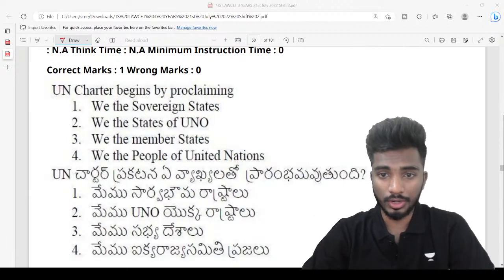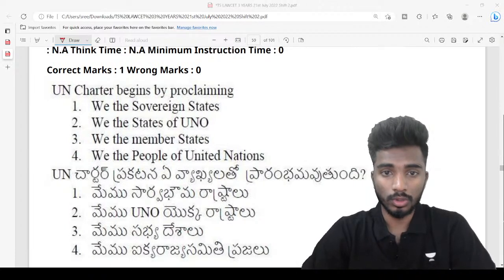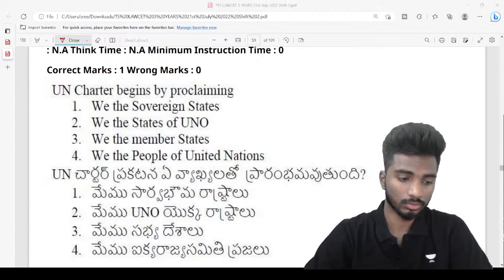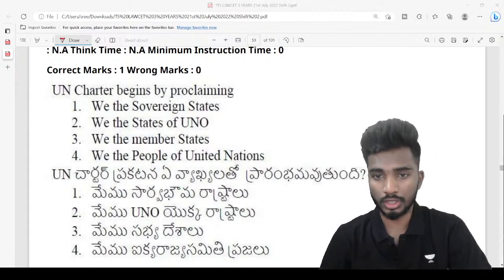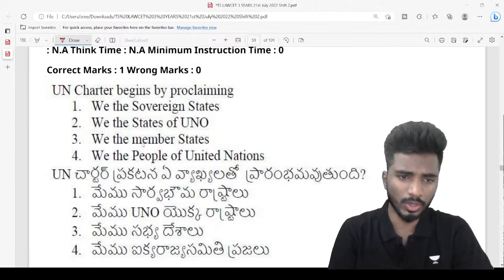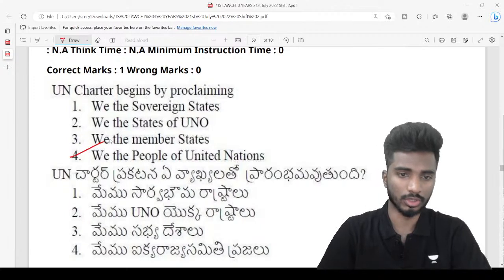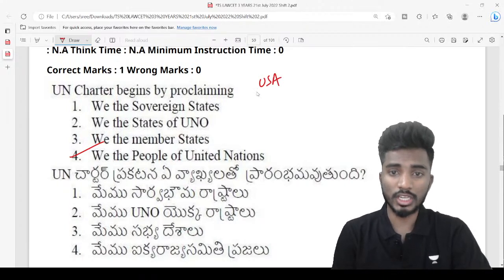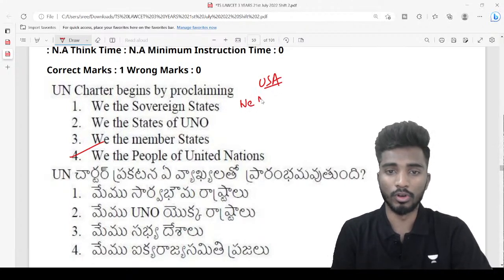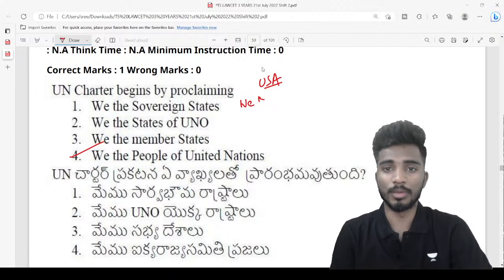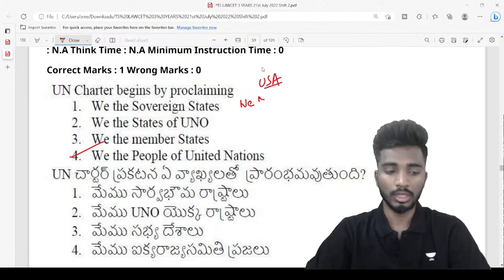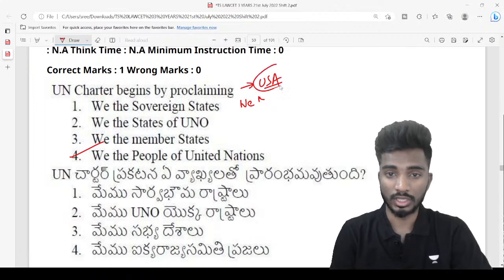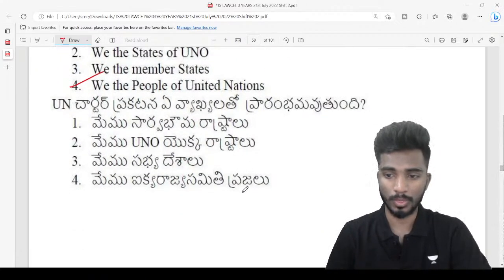Which is the first country in the entire world to have a preamble? It's not about the UN Charter. The UN Charter starts with we the people of the United Nations. I'm asking you the first country. Very good, Alpha, excellent. USA. The USA's preamble begins by saying we the people of the USA, right? So the concept of we the people of India, which we have in our preamble, is borrowed from the Constitution of the USA. This can again be a probable question in the examination.